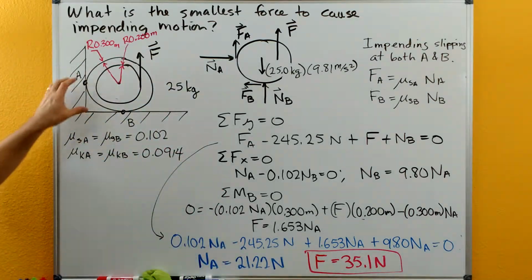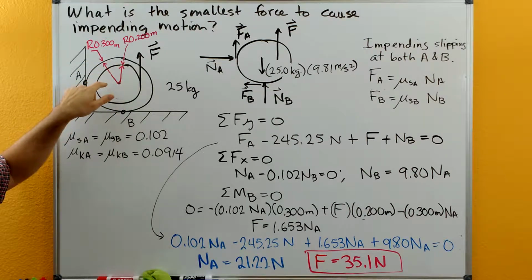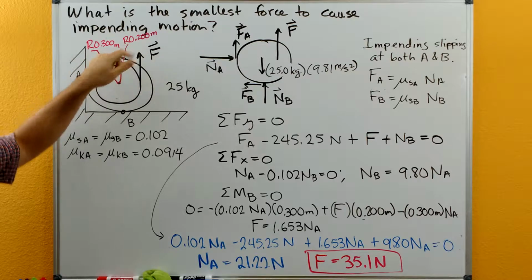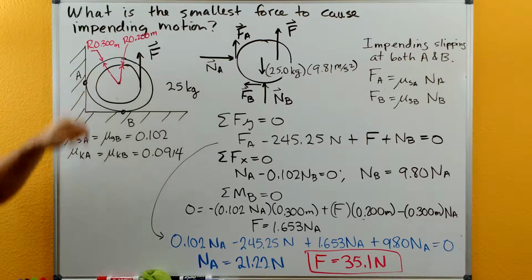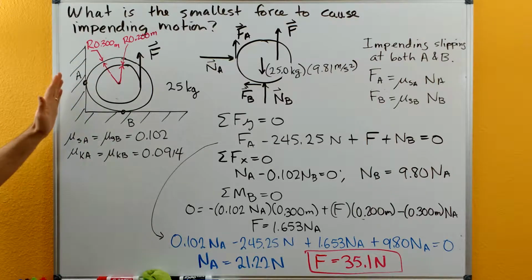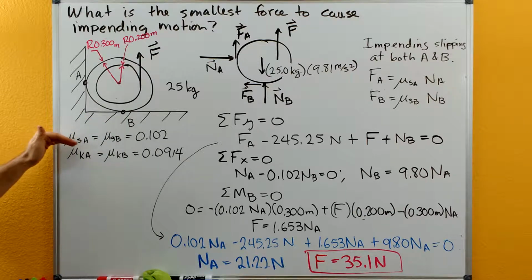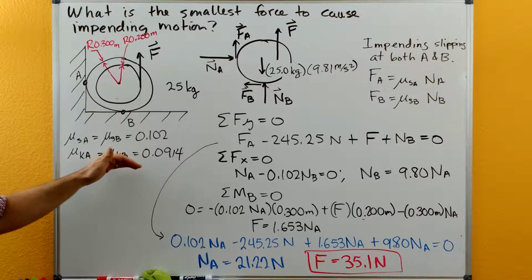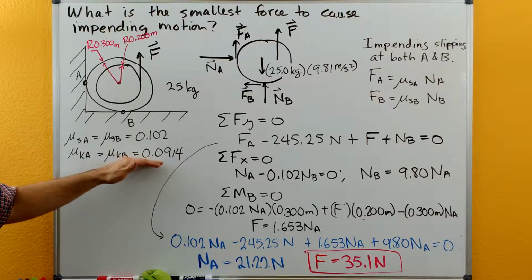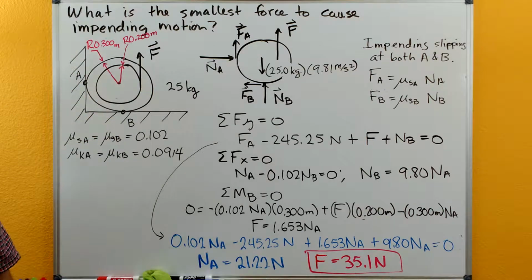So with this problem, we have a spool that has a rope wound around this inside radius of 0.2 meters, but the spool has an outer radius of 0.3 meters. The spool is resting against a rough surface here at A and a rough surface here at B. We have identical coefficients of static friction of 0.102 and identical coefficients of kinetic friction of 0.0914 at both A and B. So we want to find the smallest force F to cause impending motion in our system.